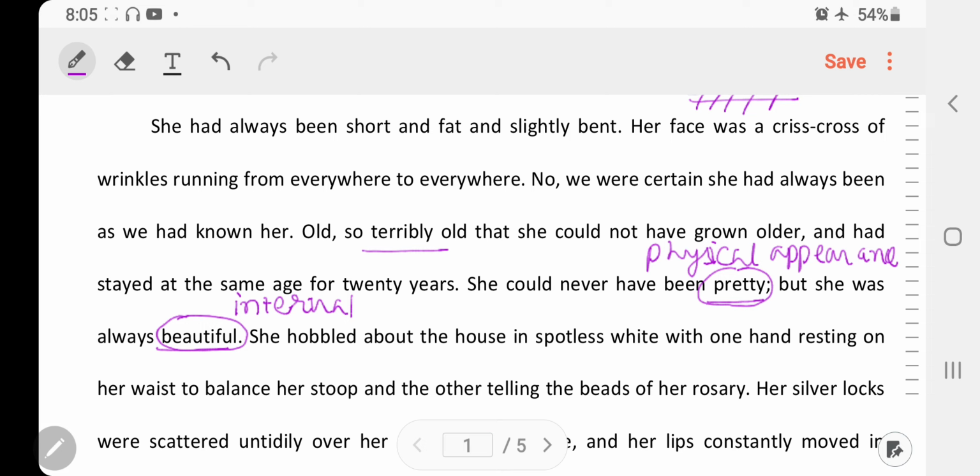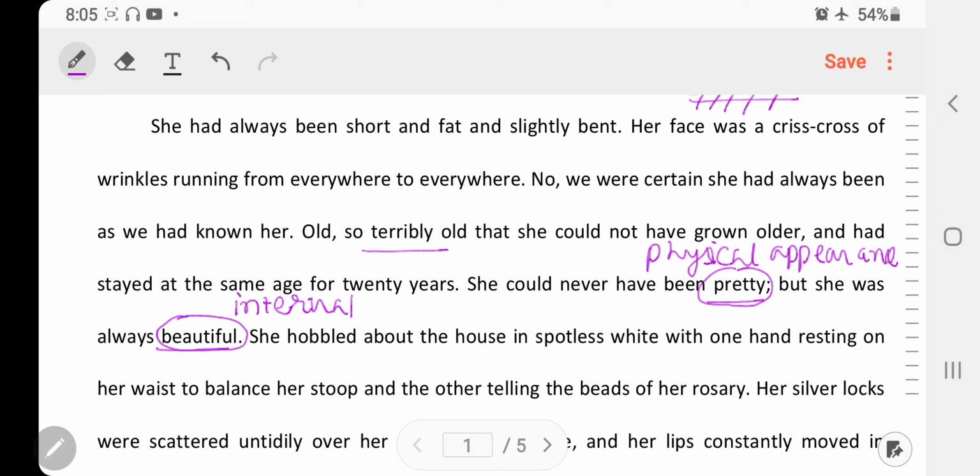So he says she could never have been pretty. If I imagine my grandmother was very pretty, it is really absurd to think, absurd to believe, or absurd to feel. Yeah, but she was so beautiful. She was a beautiful lady by heart.